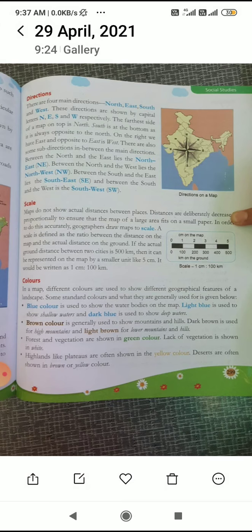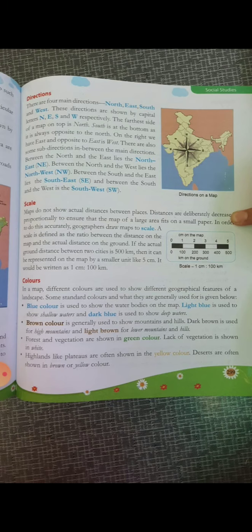Between the north and the east lies the northeast, that is NE. Between the north and the west lies the northwest, that is NW. Between the south and the east lies the southeast, that is SE. And between the south and west is the southwest, that is SW.